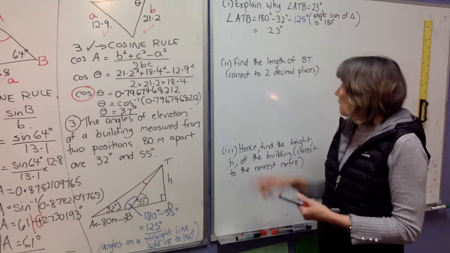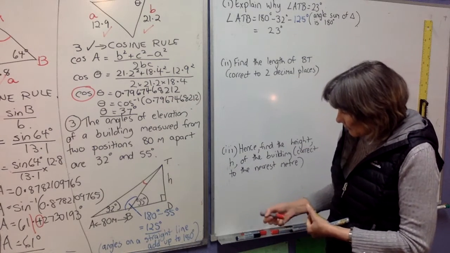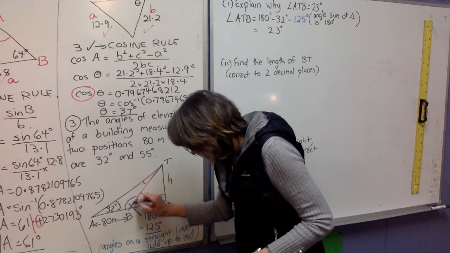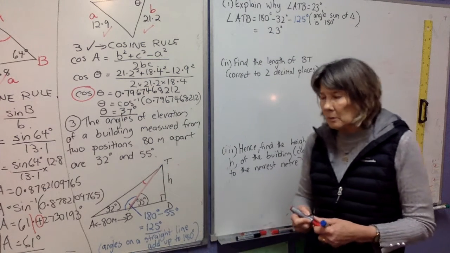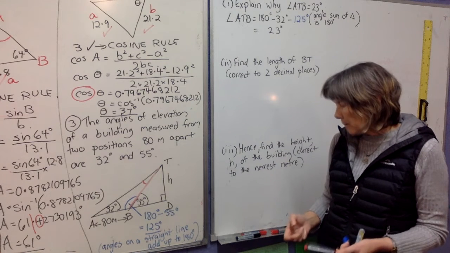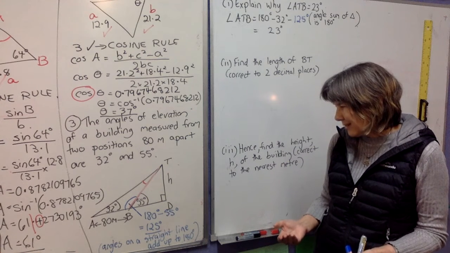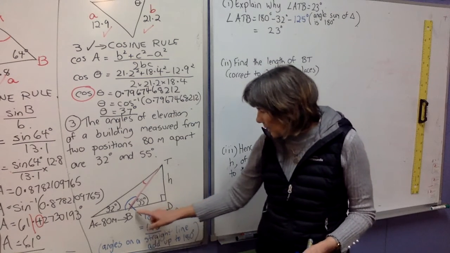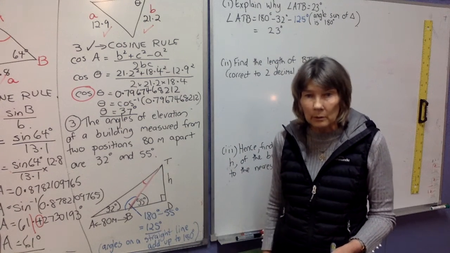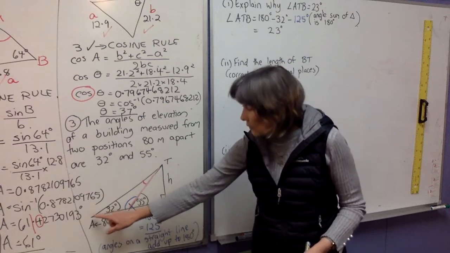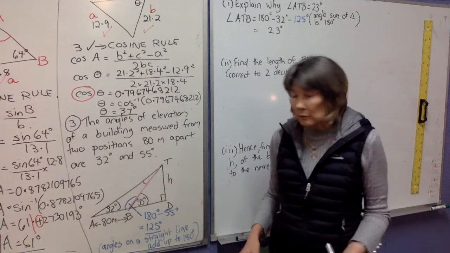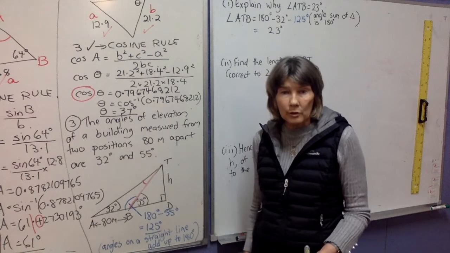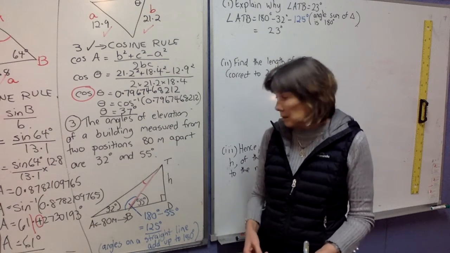All right, now the next bit. Find the length of BT. Now here's BT here. Now, this becomes a little bit complicated because a lot of boys will get confused because we've got three different triangles here. You've got one triangle here, that's a right angled triangle. You've got this triangle over here, that's a non-right angled triangle. And then you've got the complete big one, which is a right angled triangle. So there's actually three triangles in this diagram.